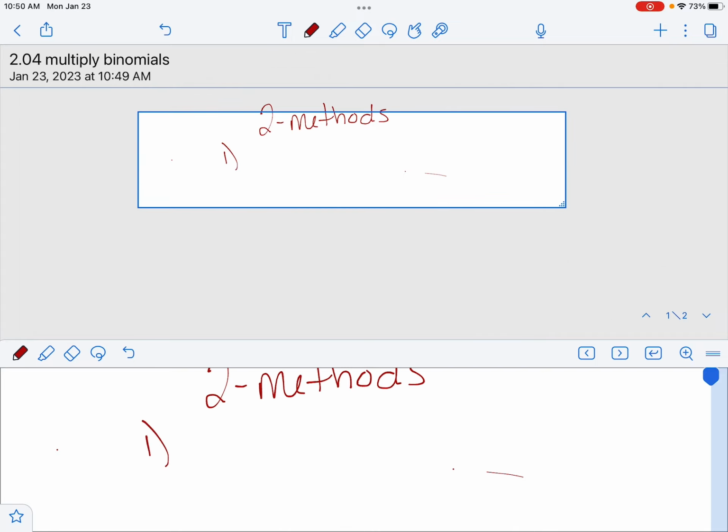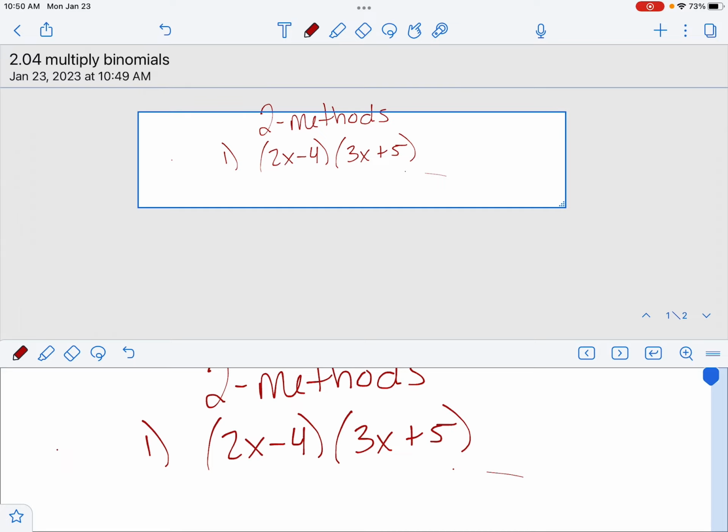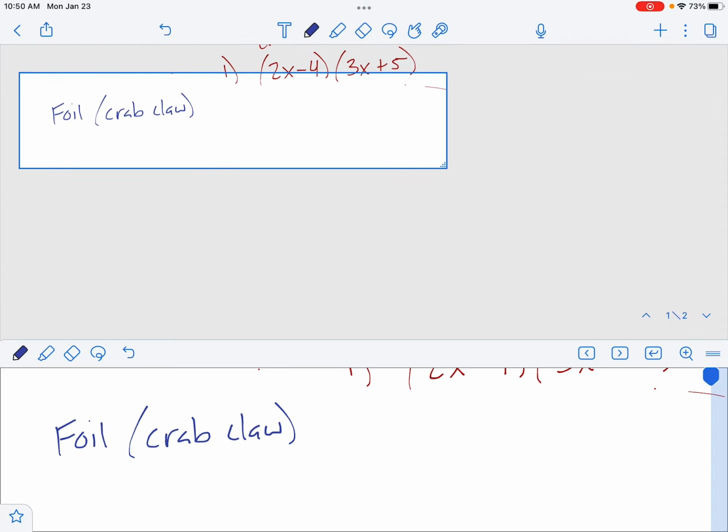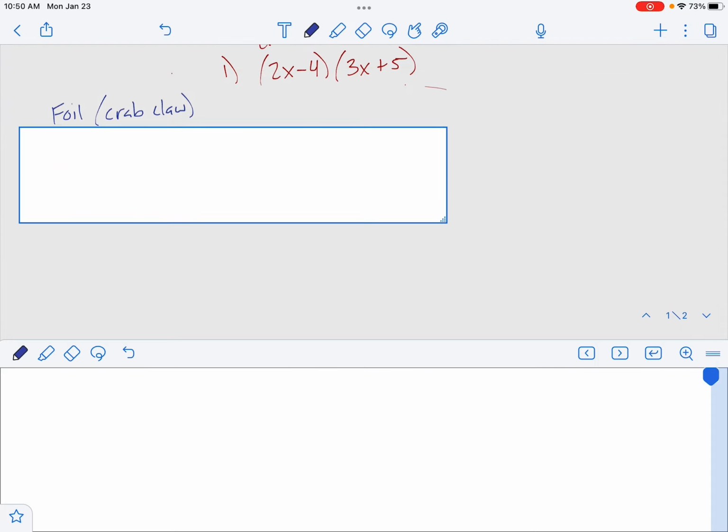Okay, so let's say we have the problem 2x minus 4 times 3x plus 5. So we're going to multiply these together. The first method, we're going to call it FOIL, or a lot of people call it crab claw. Crab claw is because that's what it looks like. FOIL is because that's the order that you're going to complete this in.